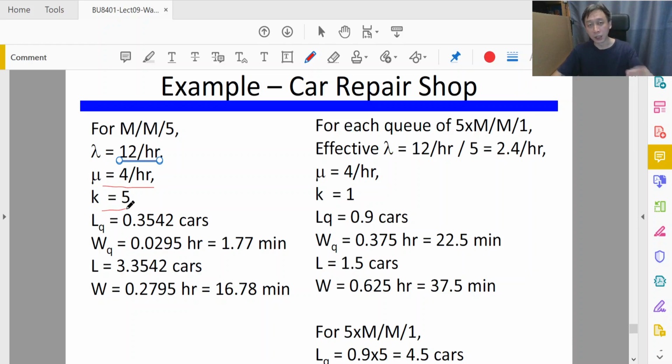So plugging those into the P0 and then the LQ, WQ, and the number crunching part, I'll leave it to you. Use Excel or whatnot. So we can easily get these numbers. The more important number is our LQ.